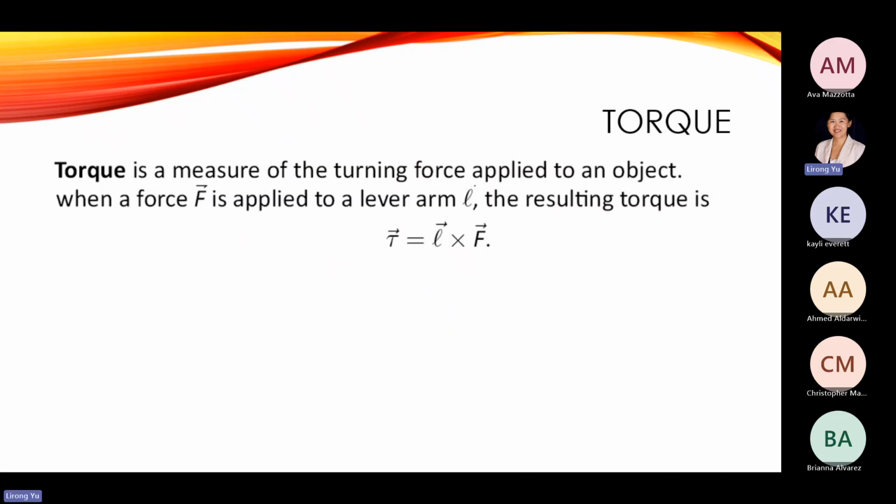Okay, so basically this measured torque is represented by this Greek letter tau. Torque is equal to L cross F. F is a force vector. Again, in physics, force has direction and magnitude, so force is a vector. And L represents a lever arm.